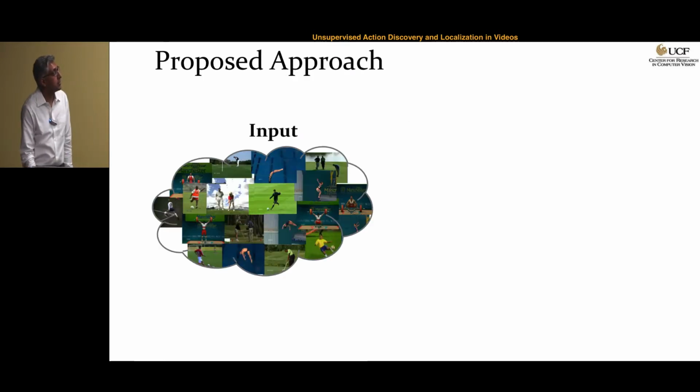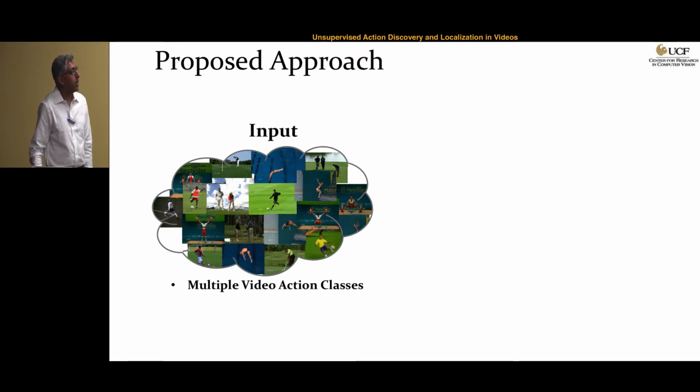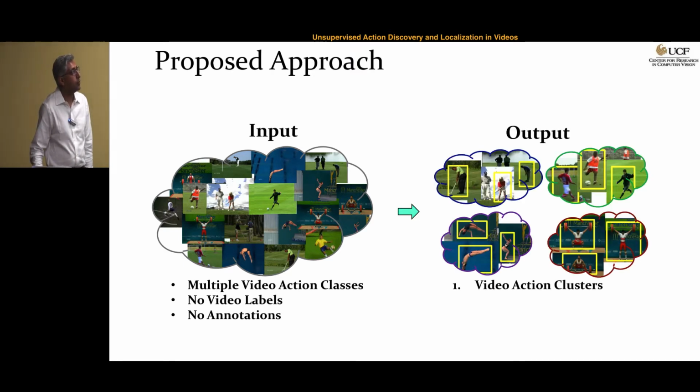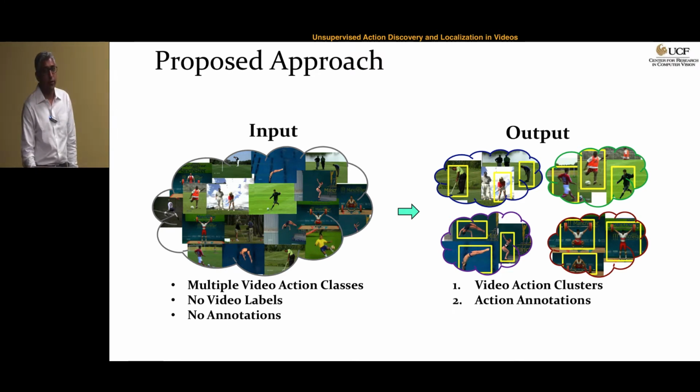So the proposed approach looks like this. We have a set of videos where we have multiple action classes, multiple actions, and no video labels and no annotations. And the output of our algorithm would be video action clusters with action annotations, and then we would like to use them for performing action localization in testing videos.